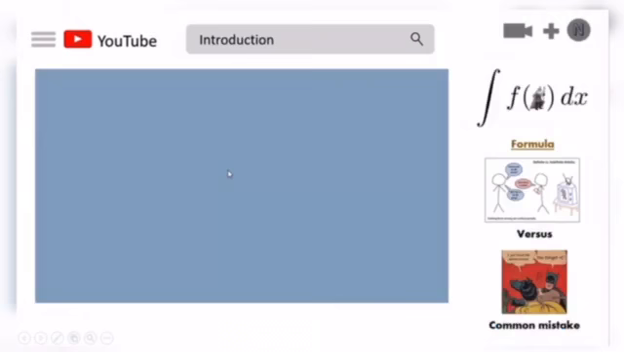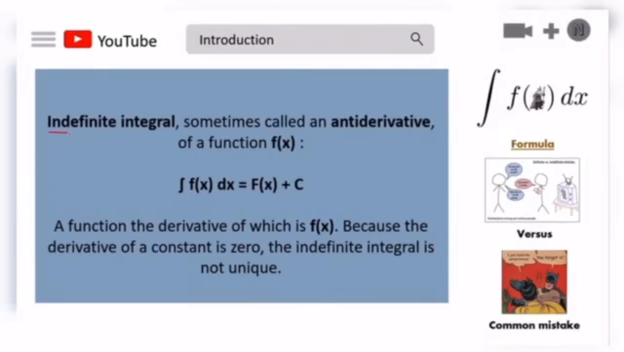Okay, now introduction. The indefinite integral, or sometimes called the antiderivative, of a function f(x). So here is the function f(x), and the indefinite integral is F(x) plus c, a function the derivative of which is f(x). Because the derivative of a constant is 0, the indefinite integral is not unique.